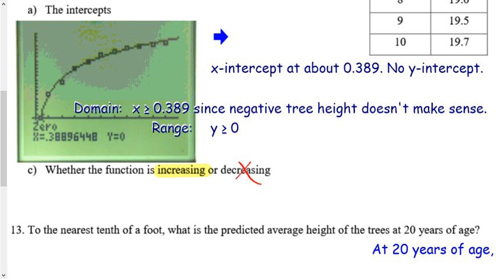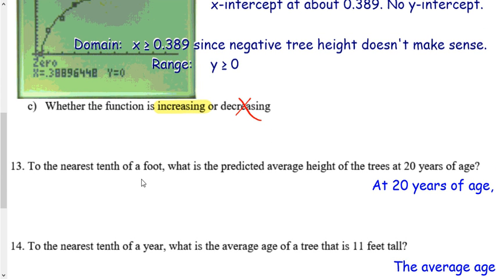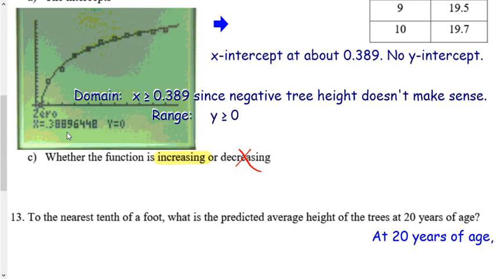Moving on to question 13. To the nearest tenth of a foot, what is the predicted average height of the tree at 20 years of age? So here what we would want to do is make sure that we set up our windows so that our x max is bigger than 20, since x is the age, and then we can just do trace, type 20, and then enter.